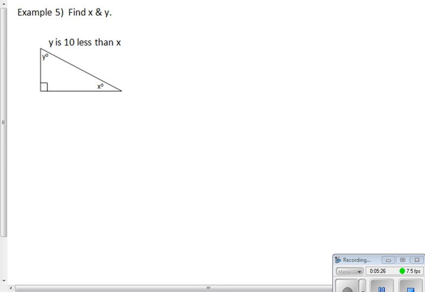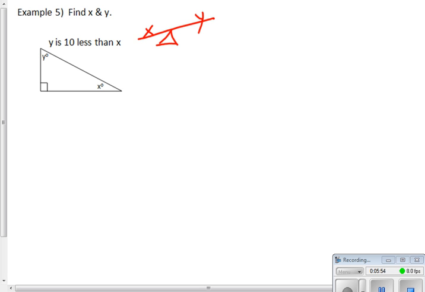On to your last example here. In this last example, you need to actually write the two equations. Well, one equation, it says y is 10 less than x. So think of it as like a teeter-totter when you write an equation. If y is 10 less, y would be up here. It's less than x. Okay? So you need to balance this teeter-totter out.